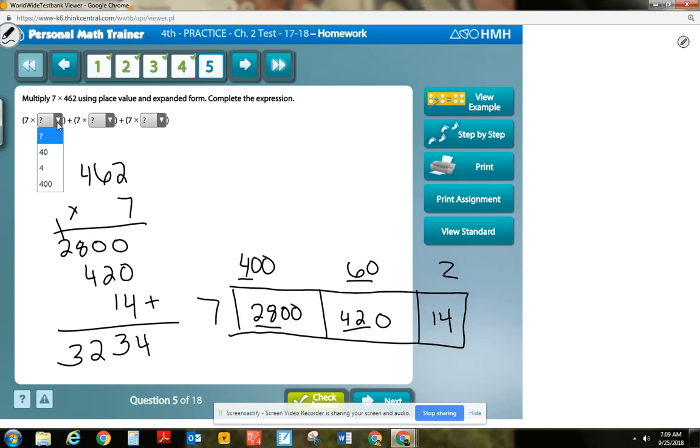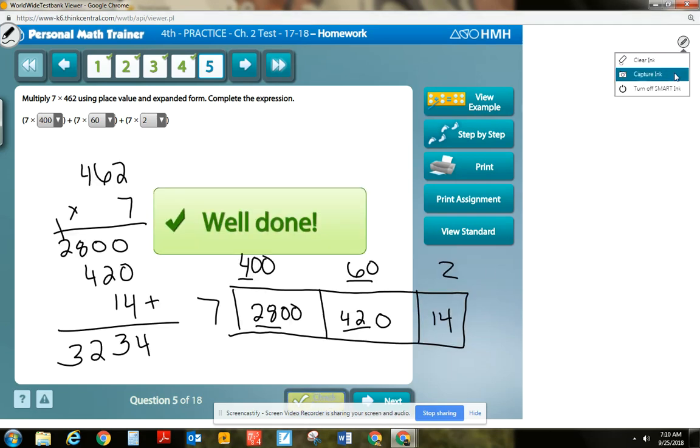So these drop down menus give me the answer choices. This 4 is 400. The 6 is in the tens place, so it's 6 tens or 60, and then the 2 is in the ones place. That's all that you need to do for this one. Make sure that you're paying attention, so you don't click the wrong place value here. If you need help, make a place value chart. All right, let's go on to question 6.